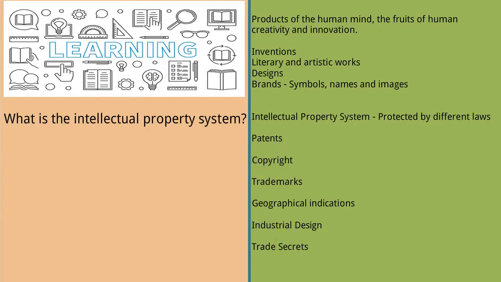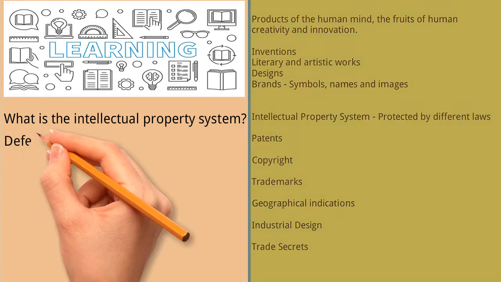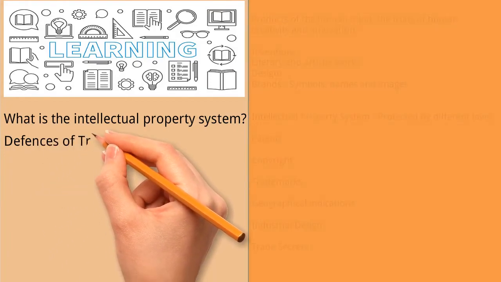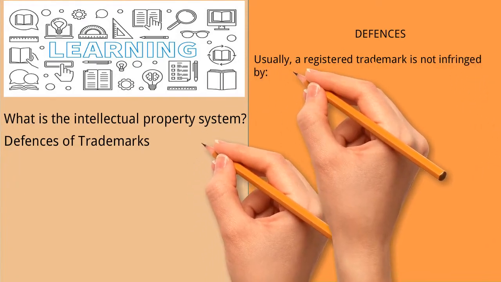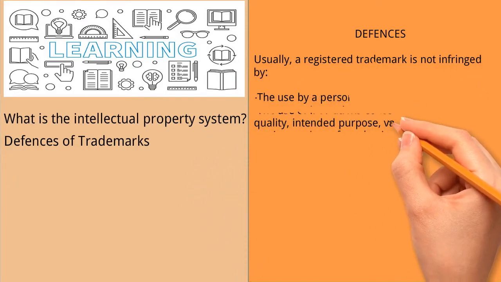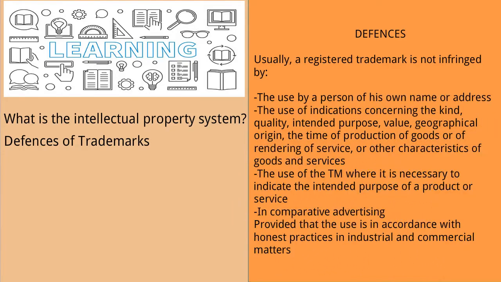We just finished off trademarks, and now we were looking at the defenses, such as the use of the name or address, descriptive use, and intended purpose. So there are some defenses where trademarks are actually allowed to be used. Usually a registered trademark is not infringed when it is used by a person as their own name or address, or for indications concerning kind, quality, intended purpose, value, or geographical origin, the time of production of goods or of rendering of a service, or other characteristics of goods or services. A trademark also won't infringe where it indicates the intended purpose of a product or service. Another area where you don't find infringement of trademarks is in comparative advertising.